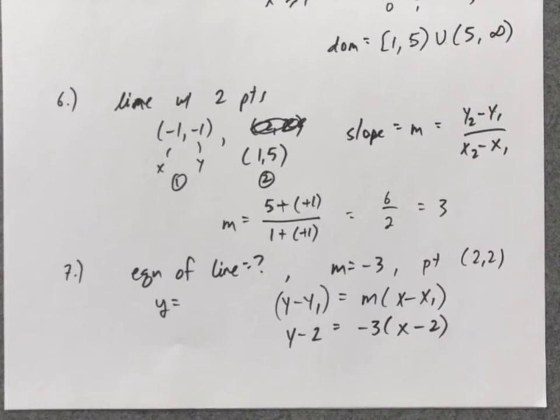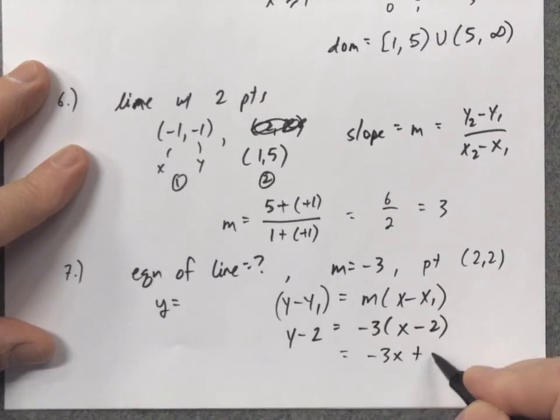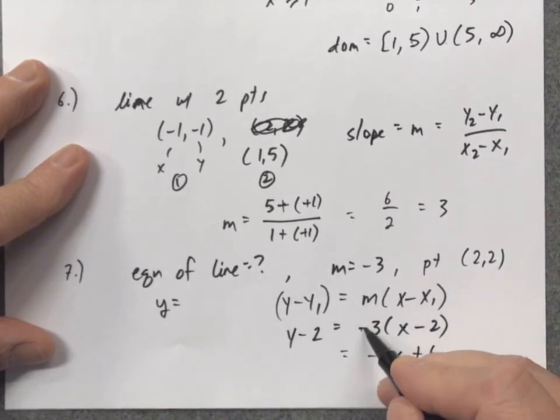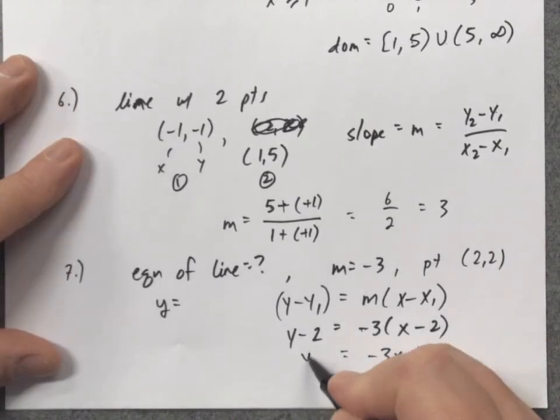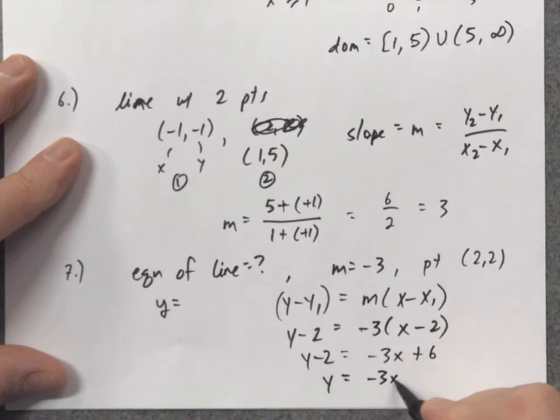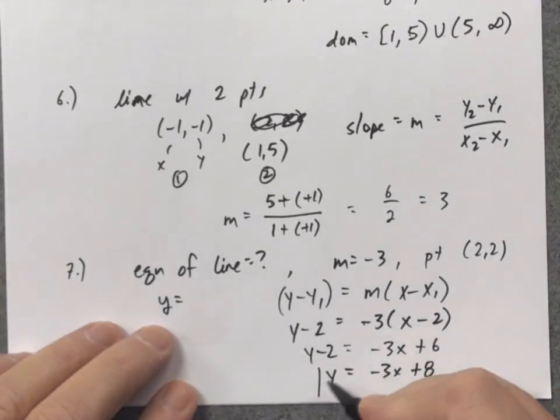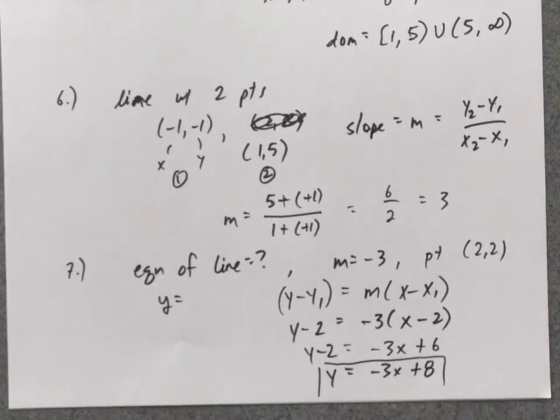Now, like I said, normally when you give the equation of a line, you want to get the y by itself. So I'm going to multiply out these parentheses, and I'm also going to add positive 2 to both sides in order to get the y by itself. So when I multiply out the parentheses, you get minus 3x plus 6, right? Minus 3 times x, minus 3 times minus 2. Now if I add 2 to both sides, I end up with y equals negative 3x plus 8, and that is the equation of a straight line.